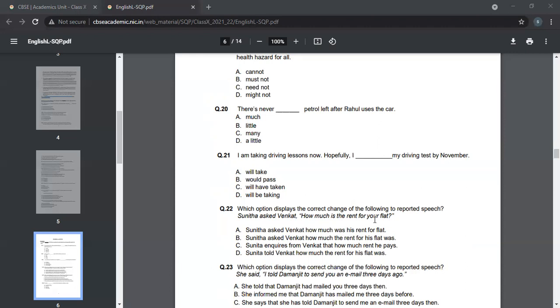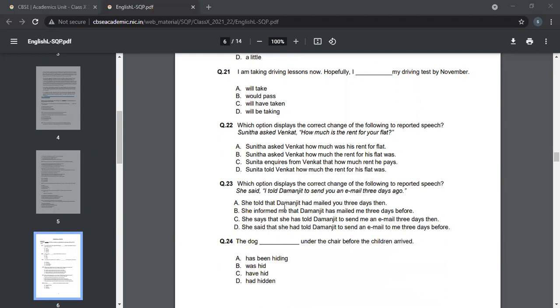Why a little? Why? Much petrol left after this. Fine.